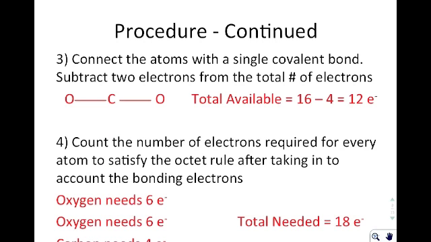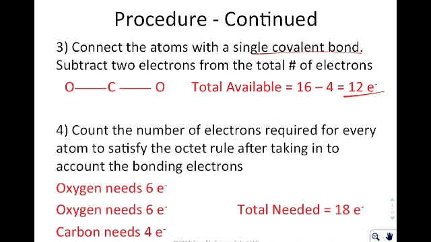So now you have to connect each atom. Whenever you connect each atom with a single covalent bond, you subtract 2 electrons from the total, because remember, each bond is 2 electrons. So I have 2 bonds, that's a total of 4 electrons, and I've got 12 left. So now we've got to look to see if we need double bonds or not.